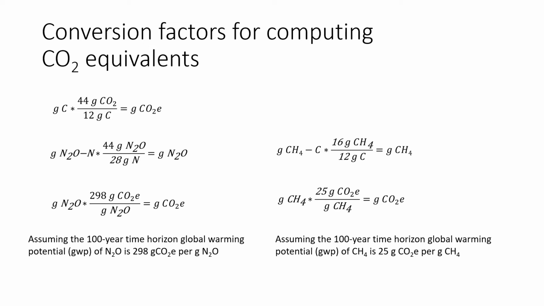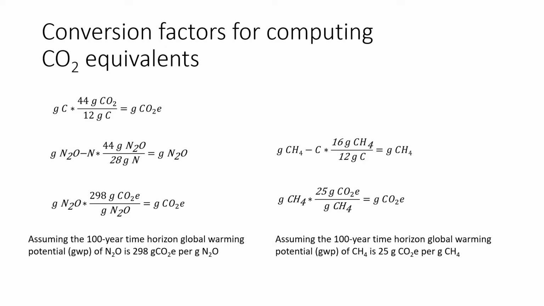Below that, grams of N2O-N, that's the same thing as just grams of N. That's just the way we say we're looking at the nitrogen that's in the N2O and not the whole molecule. So for every 44 grams of N2O, 28 of those are nitrogen. So if you have nitrogen and you multiply by 44 over 28, you'll get grams of N2O.